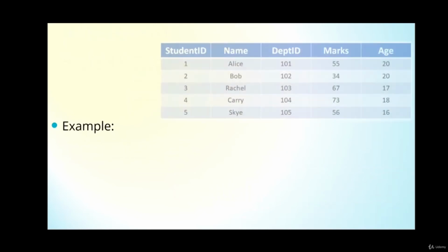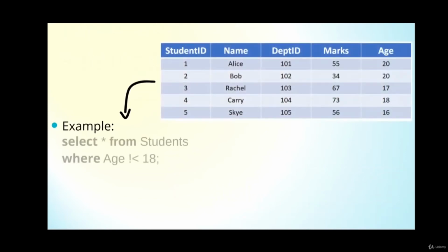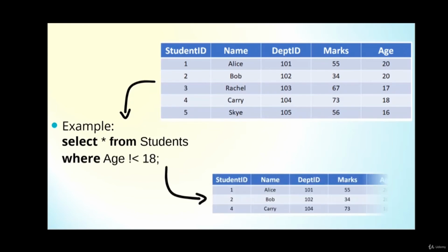For example, from this table, if I want to find the details of those students who have age not less than 18, that is who have age greater than or equal to 18, we'll write the query as select star from students where age is not less than 18. So in the output table, details of Alice, Carrie and Bob will be displayed as they have age greater than or equal to 18.